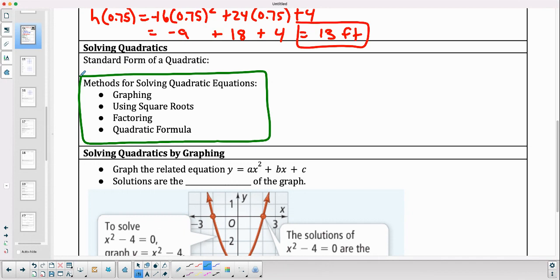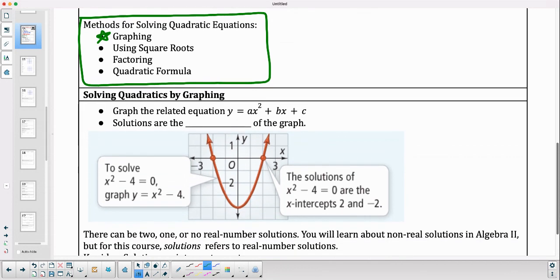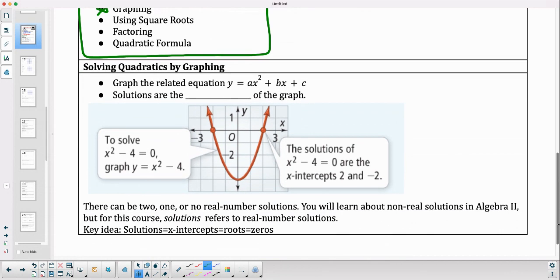So our first method is going to be graphing. That's the one that we're going to look at today. And then we'll start to look at some more algebraic methods that are usually a little bit faster. So what we're talking about when we solve a quadratic is we're looking for what makes that quadratic equal 0. So when you're trying to find solutions, you're just looking for what end up being x-intercepts on the graph.